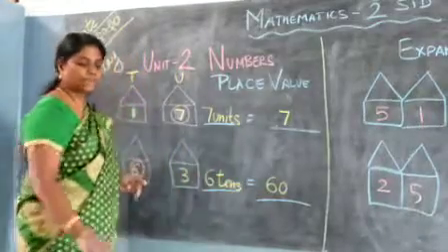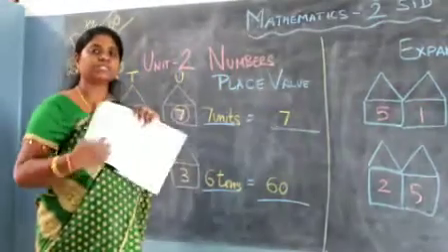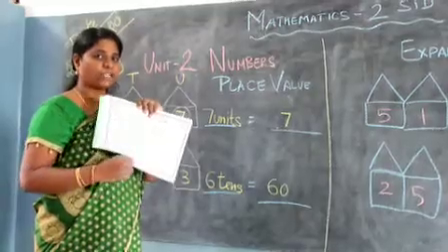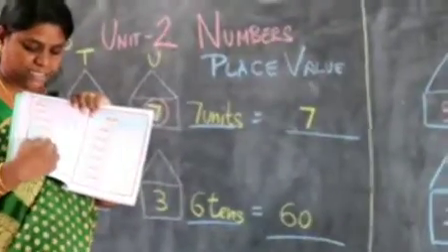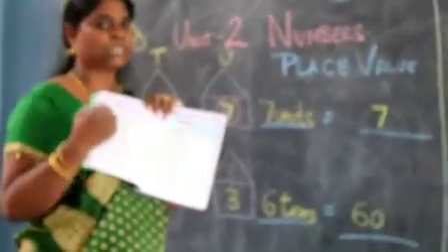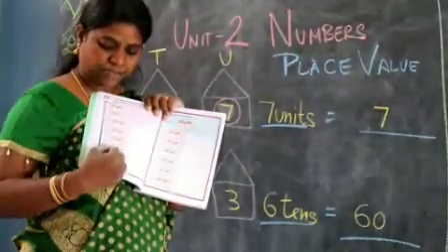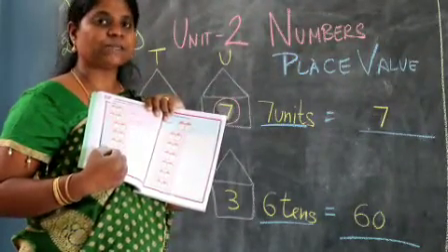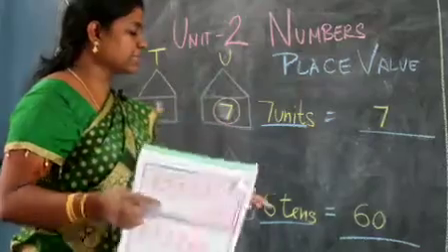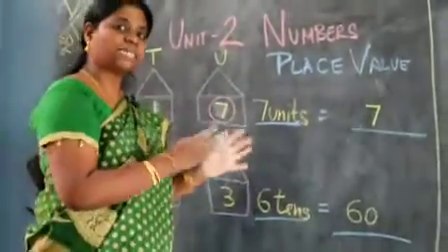The same way you have the remaining questions in your exercise which you have to finish. Wherever it is circled, if it is circled in the unit place, the number is going to remain the same. But if it is circled in the tens place, that number will be with a 0. That means it will be in tens position.